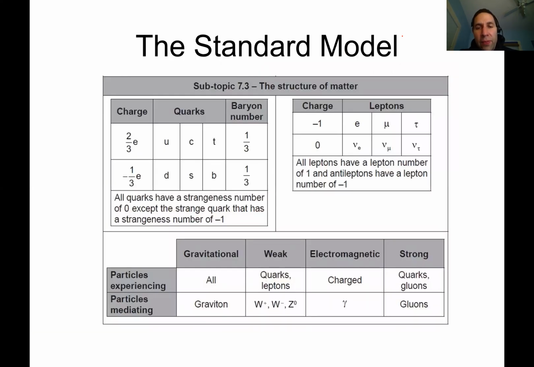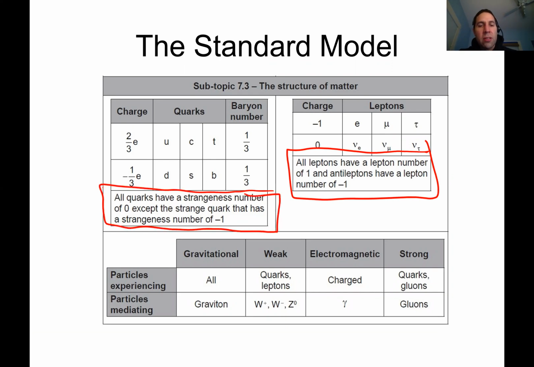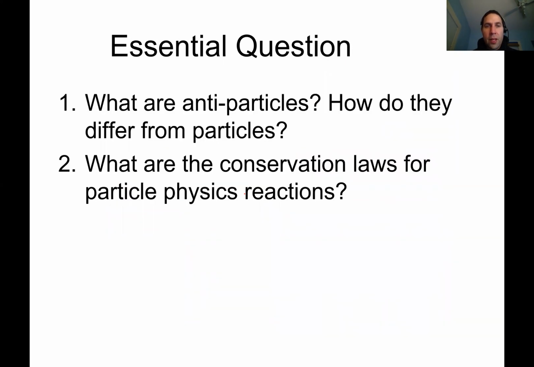So I want to again emphasize that. Notice what I just talked about, leptons and lepton number 1 and -1, that's right here. And the last law, all quarks have a strangeness number of 0 except the strange quark that has a strangeness number of -1. Okay, this information is given to you in your data booklet, and you just need to know how to apply it. So hopefully with that, you understand a little better and you have an answer, at least a partial answer, the start of an answer to the questions of what are antiparticles, how do they differ from particles, and what are the conservation laws involved in particle physics.